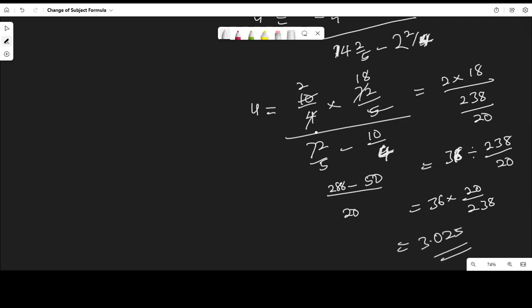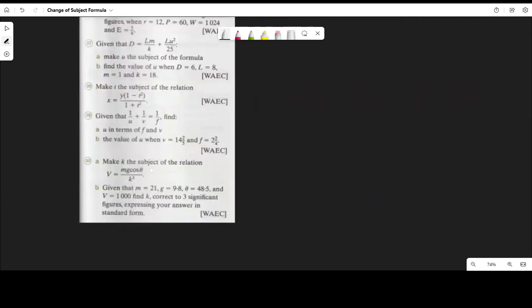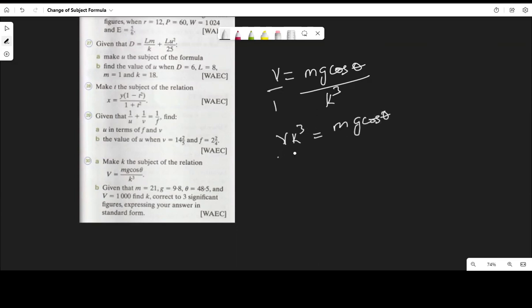3.025 approximately. Question 30. Make k the subject of the relation d equal to mg cos theta all over k cube. This is over 1 to cross multiply. We have d k cube is equal to m g cos theta. And so, to make k the subject, we divide both sides by d. k cube, therefore, is equal to m g cos theta over d.